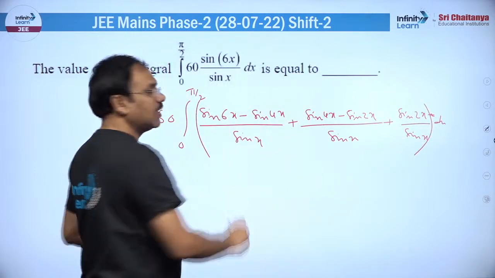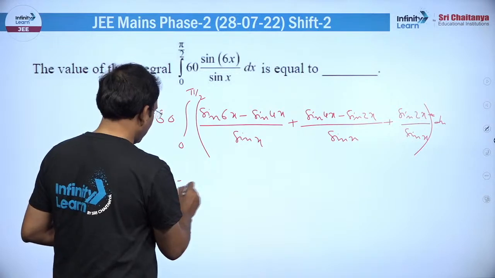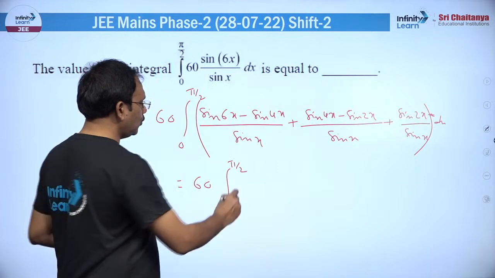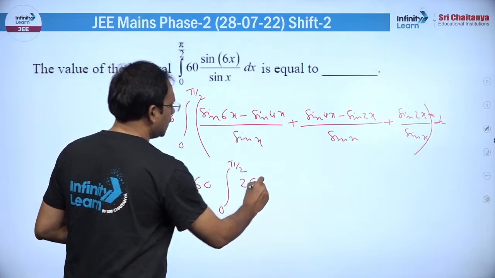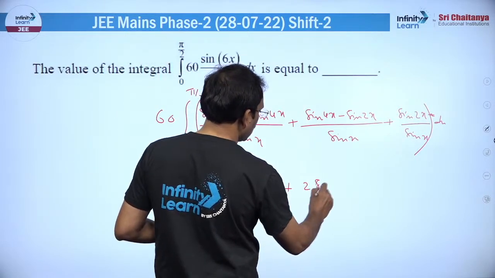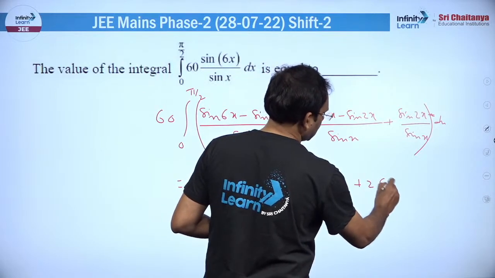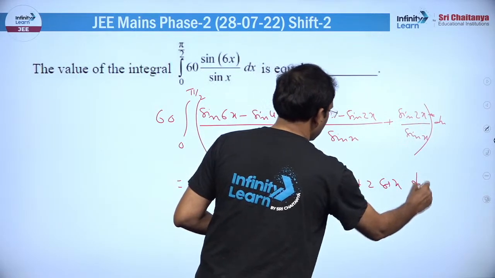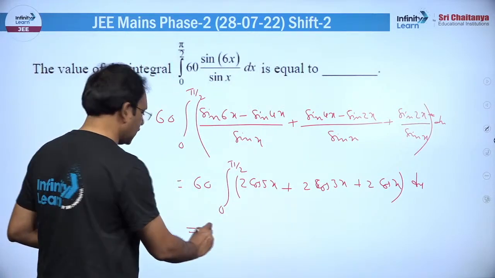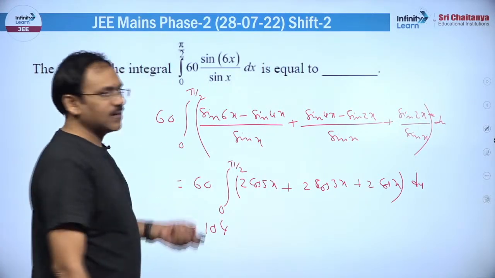If you write this, my dear friends, and apply sin c minus sin d, which is 60 times integral 0 to pi by 2 of 2 sin of c minus d by 2 times cos of c plus d by 2, the sine x gets cancelled, giving 2 cos 5x plus 2 cos 3x plus 2 cos x, because 2 sin x cos x, dx. Now you can integrate easily, my dear friends. You are going to get the answer comfortably like 104. Okay, so you will get the answer.